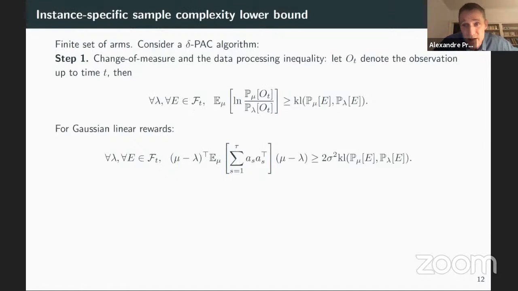So it is a function of the first T observations. What is nice with the linear structure is that we can explicitly write what this expected log likelihood ratio is. And this is written like this: mu minus lambda transpose times the expected covariate matrix times mu minus lambda.